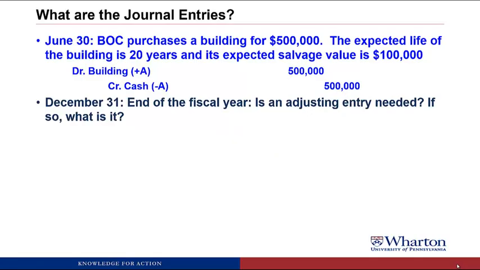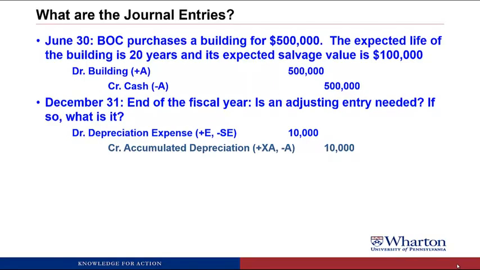We do need an adjusting entry to recognize the depreciation for 6 months. The format of the depreciation expense journal entry always looks like this. We debit depreciation expense to create the expense, and then we credit accumulated depreciation. Remember, accumulated depreciation is a contra asset account. That's where we're going to store up the depreciation over time.